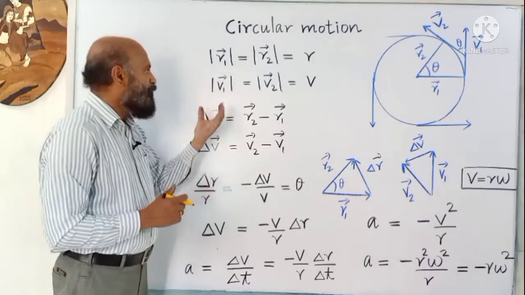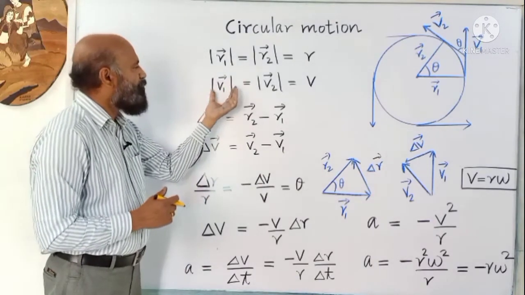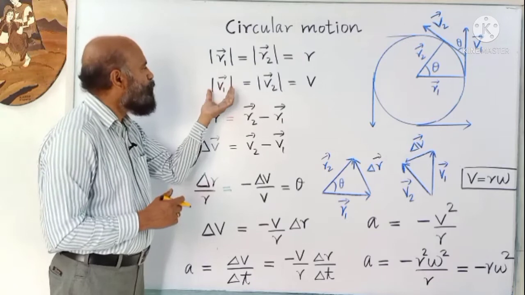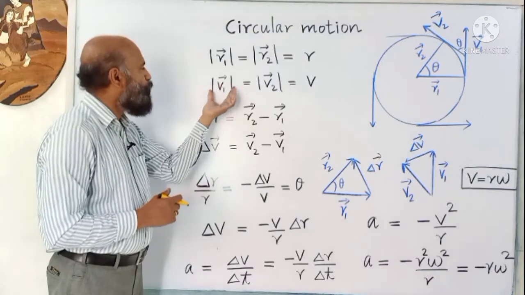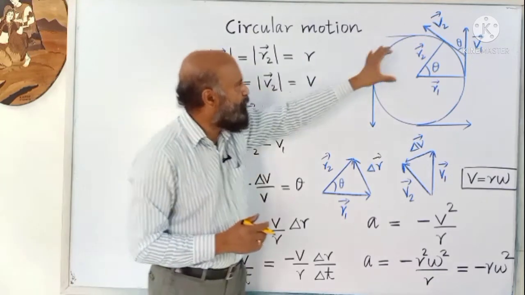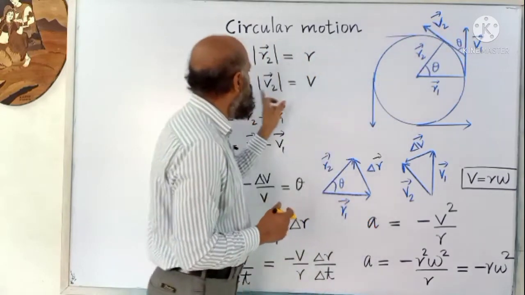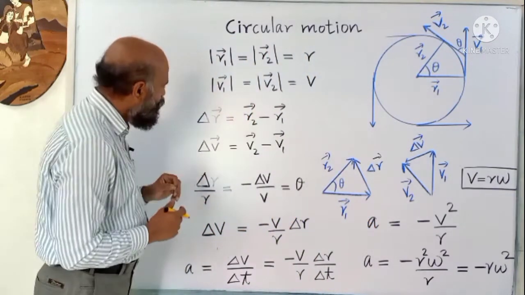Similarly, the magnitudes of the velocity are the same. So the modulus of the v1 vector and the modulus of the v2 vector, you can see the length of this arrow, so it is the same. So it is equal to v.